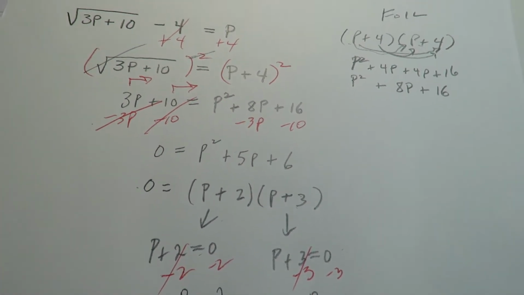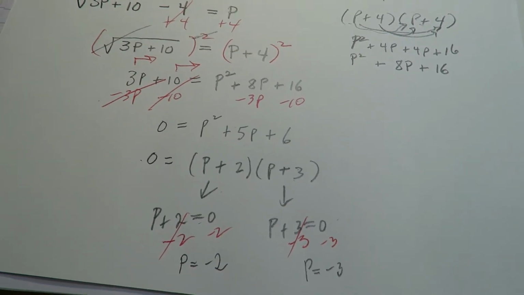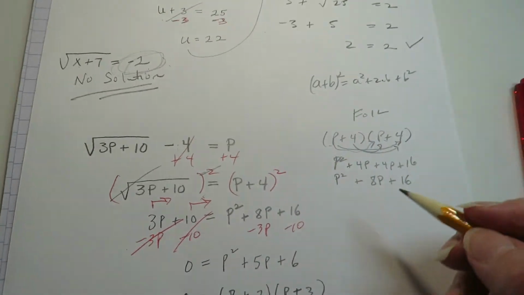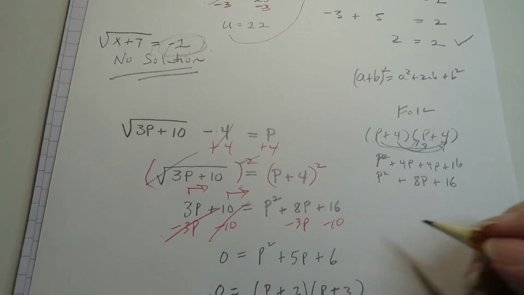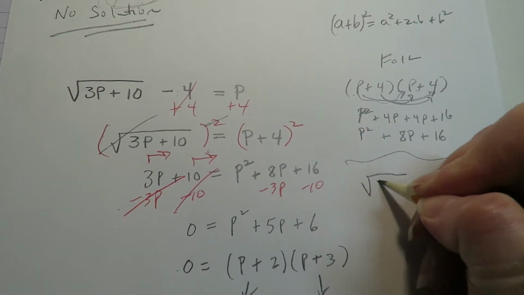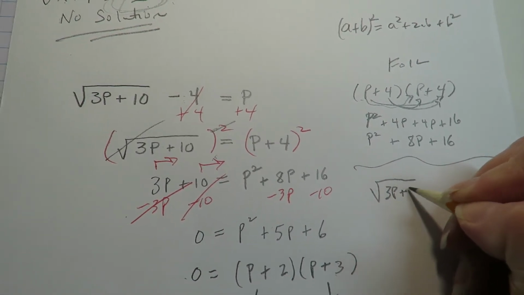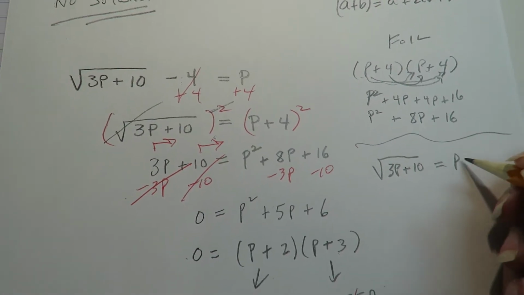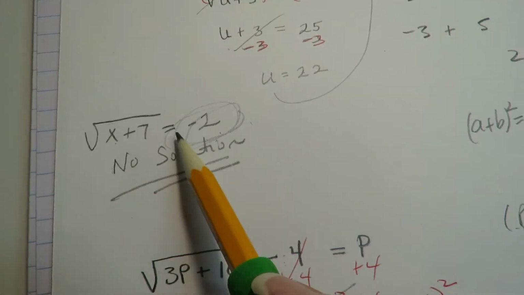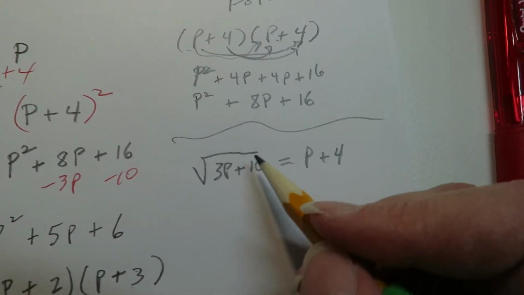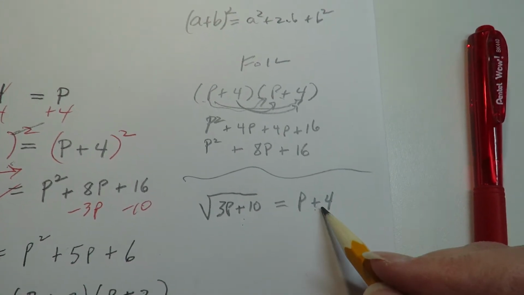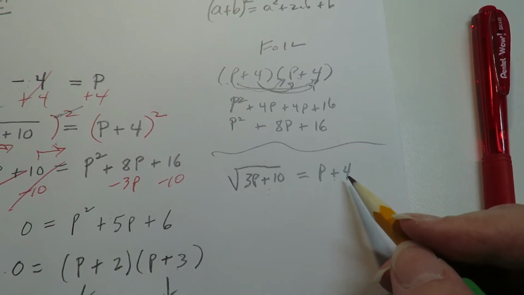Okay, now this is where I said you need to go back and check that it works. You can go all the way back to the beginning, but the easiest place to check it is when you have the radical isolated. So like right here, remember what I said earlier before is that it can't equal a negative. You're just going to check that this radical doesn't equal a negative. Now you can plug everything in if you want, but really it's just this right side.